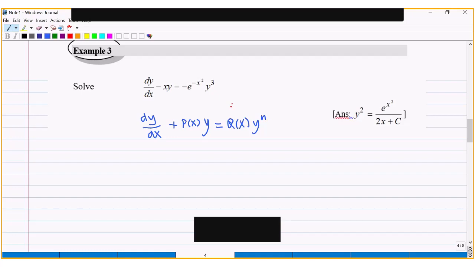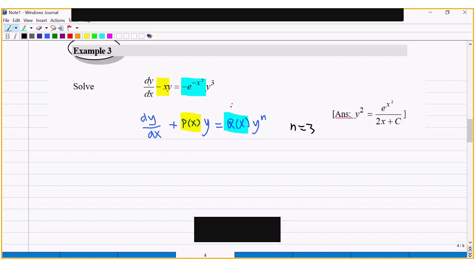Why? Because you have minus x as your p(x) now, and minus e power minus x squared is your q(x) now, right? What is n now? n is equal to 3 now. Compare this equation, n is equal to 3. Okay, so this is a Bernoulli equation. The n is the degree here, equal to 3.